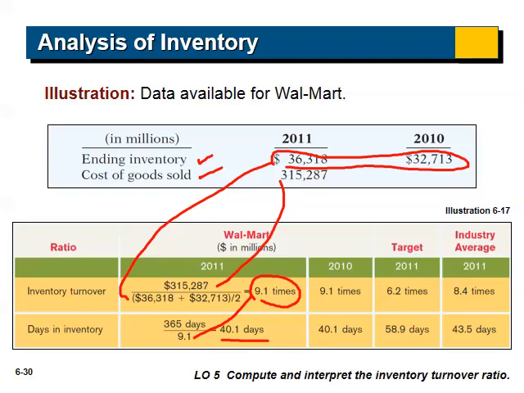You want that to be not too long because it costs money to hold it, but not too short because you might run out. And typically speaking, you want the number of days to be smaller. There is a low level of that, but typically you want it to be lower. And you can see what's happening to them in 2010. It's the same as 2011. Compare that though to Target, and Target has quite a bit more on hand, where the industry average is roughly what Walmart is.